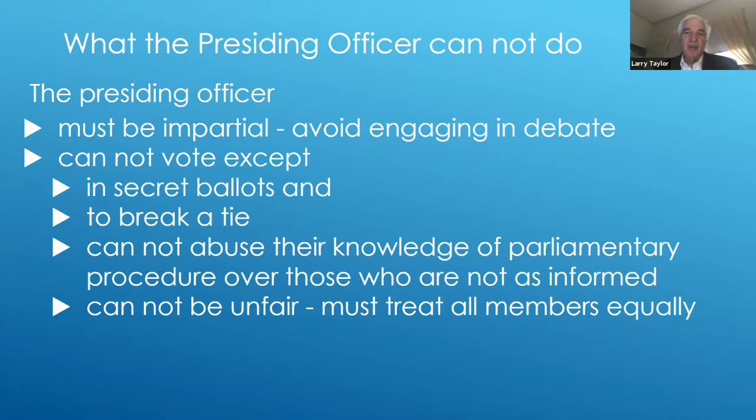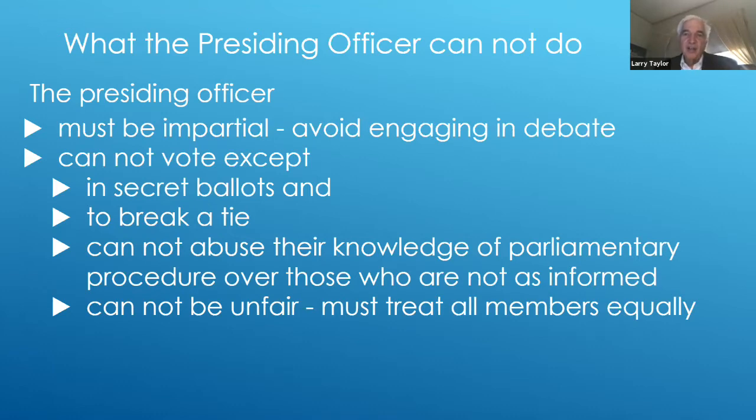They cannot vote, because if they voted, then they would not be impartial, with the following exceptions. They can vote in secret ballots, and they vote to break a tie. So if the vote is 18 to 18, then the chair can cast the vote that would make it 19 to 18 and pass, because if it was 18 to 18, it would fail. Or if it was 19 to 18 and they were opposed to it, they could vote against it and make it 19 to 19 and cause it to fail. But those are the only times in which the presiding officer should vote.